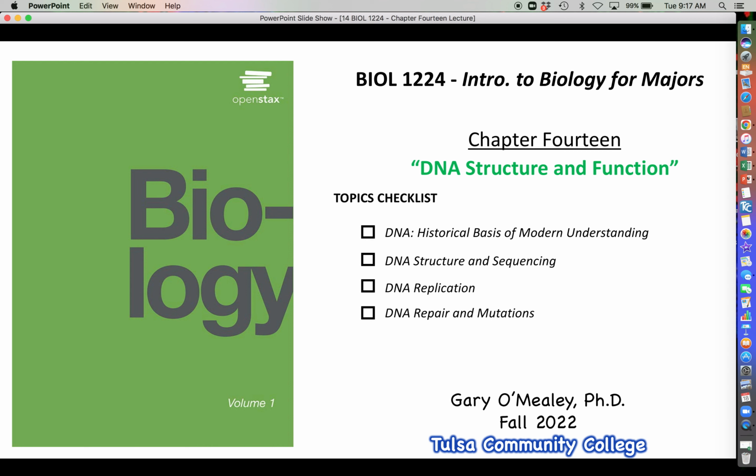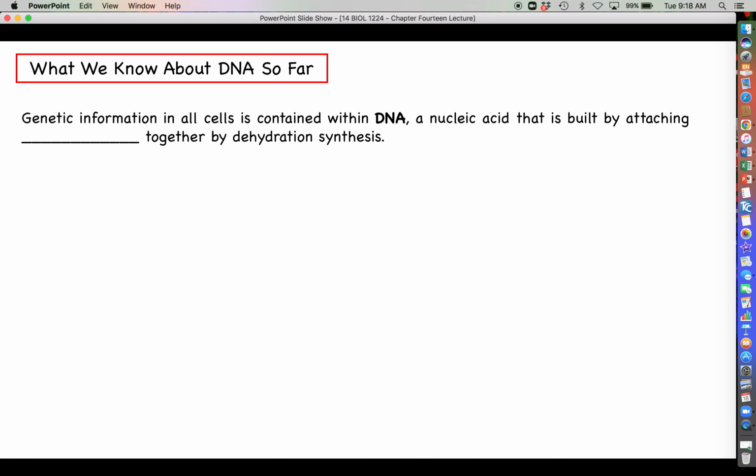So this chapter is going to give us a lot of insight into some things that we probably already know a little bit about, but things we definitely need to know more about: the structure of DNA, the function of DNA, and then we'll delve into a little bit of DNA replication, which we obviously talked about during S phase of both mitosis and meiosis, and then we'll finish up by talking about DNA repair mechanisms and the nature of mutations to the genome. Okay, so let's start by reviewing what we know about DNA so far.